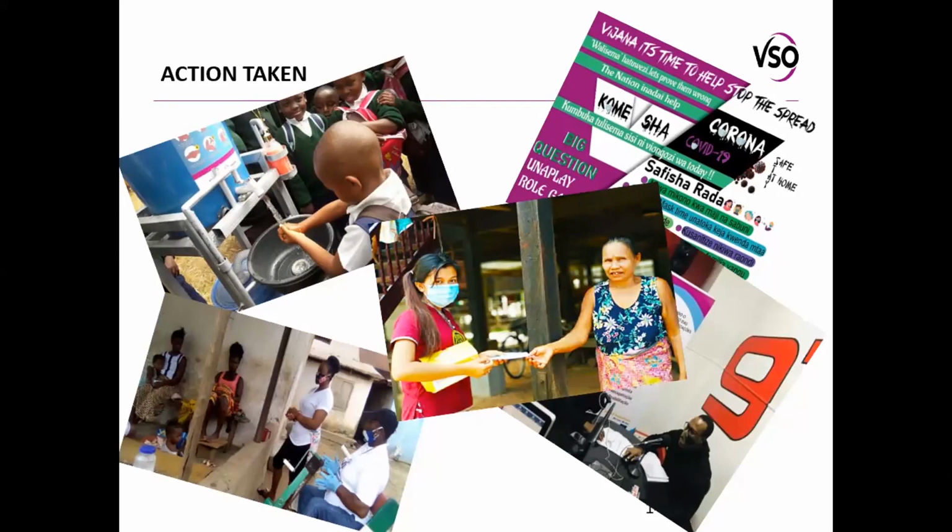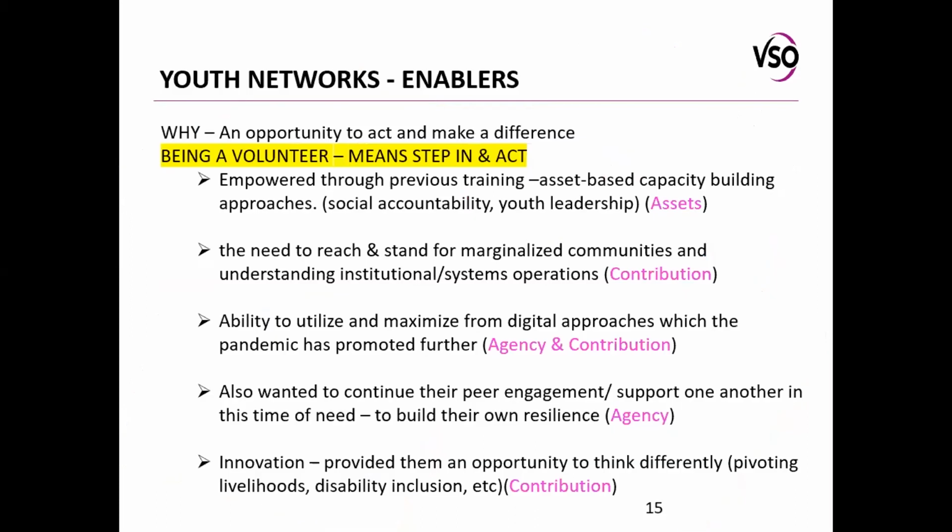The range and their level of engagement was intense. And I can say that VSO's impact reach during this season has almost tripled because of the youth engagement actions at different levels in different communities. So we did try to understand what were the enablers for these successes. Why are youth engaging so actively with all the challenges that they have been going through?